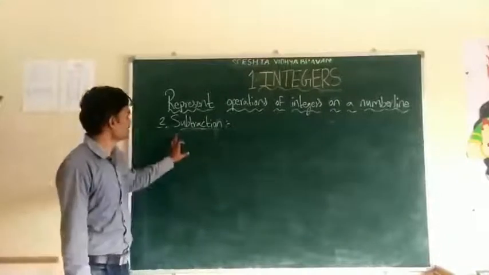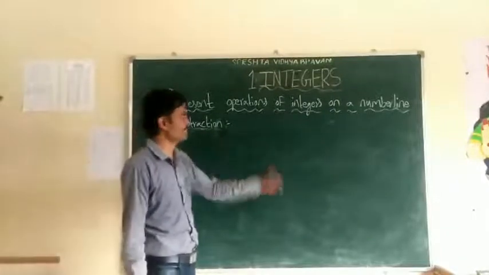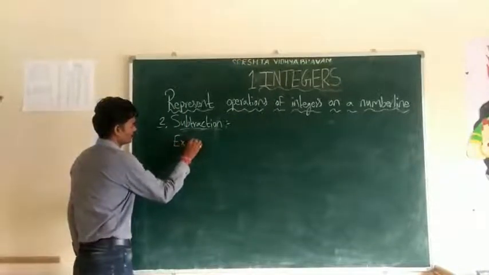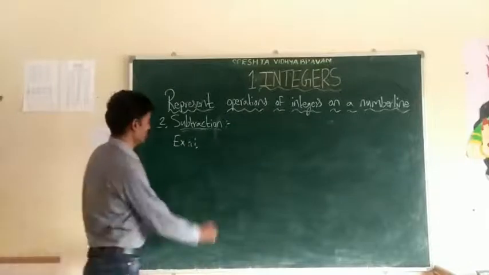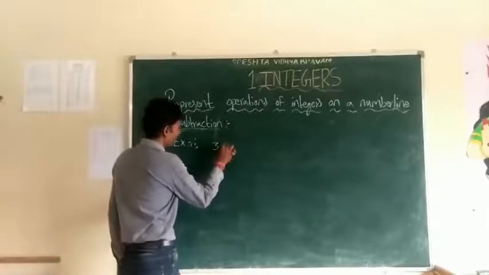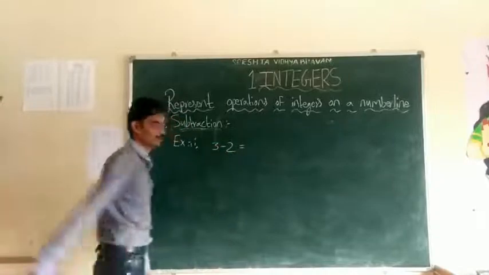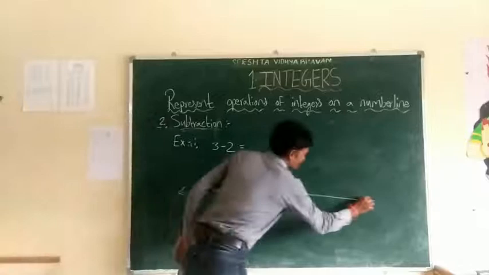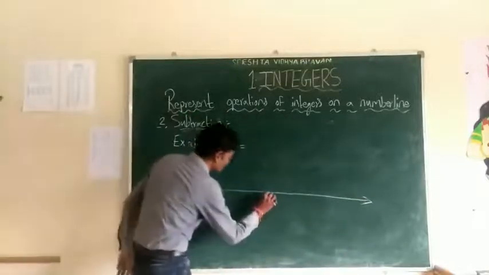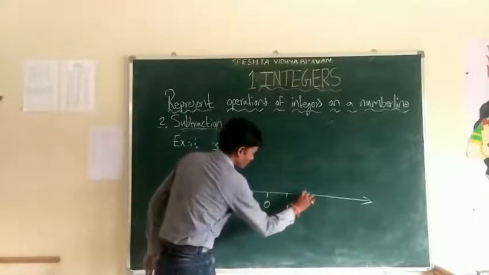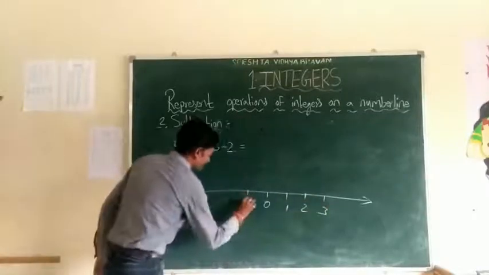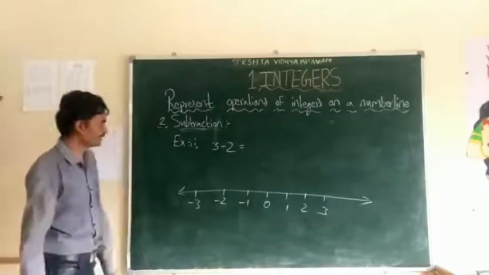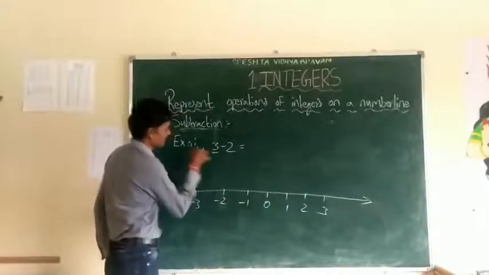Okay. Next one is subtraction. Subtraction of integers on a number line. Take an example. First example, 3 minus 2. Then we have to show it on the number line. That means at the center it is 0, 1, 2, 3, and on the left side of the number line -1, -2, -3. Like that, first of all, it is +3, positive 3.